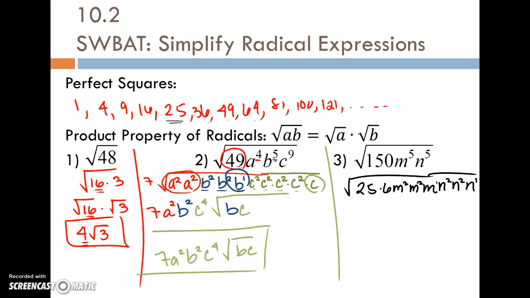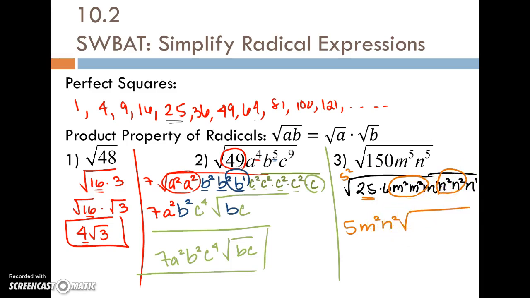Okay, now I like to take out my perfect squares if you don't mind. So the square root of 25. Well, what's the square root of 25? 25 is like 5 squared, so that comes out as just 5. And then I have 2 perfect squares that are m, so m squared comes out, because there's 2 perfect ones. There's also 2 perfect n's, so n squared comes out as well.